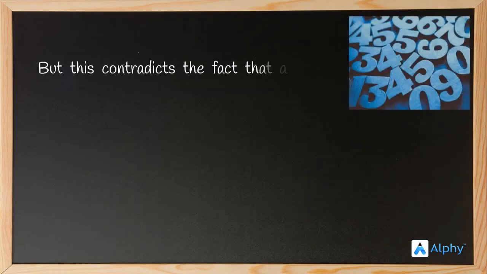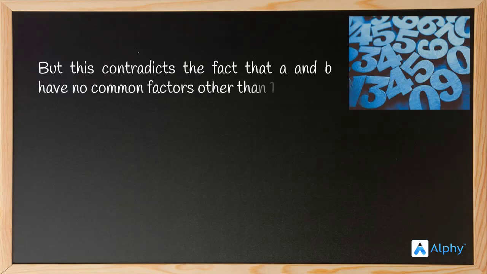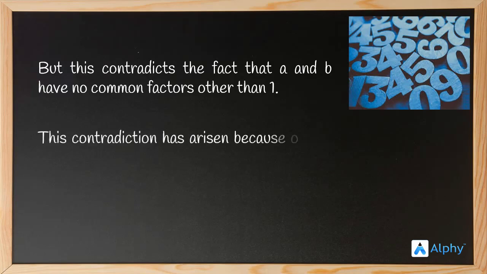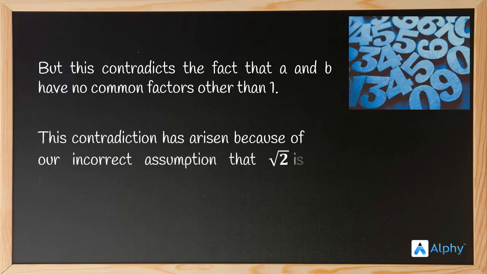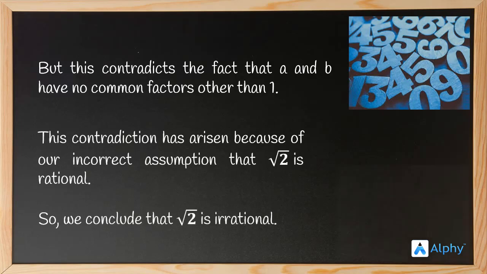But this is contradictory to the fact that a and b have no common factors other than 1. So when we earlier discussed that a and b are co-prime, but now we are getting that 2 is a common factor. So this is a contradiction. This contradiction has arisen because of our incorrect assumption that root 2 is rational. So basically, why a contradiction arrives is because the assumption that we considered initially is wrong, which was that root 2 is a rational number. So we conclude that root 2 is irrational.